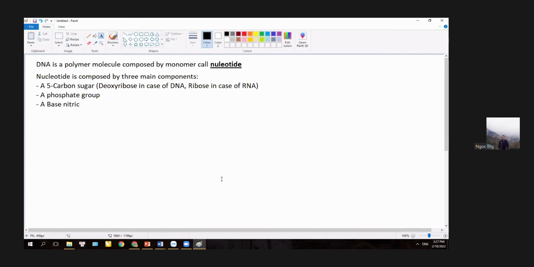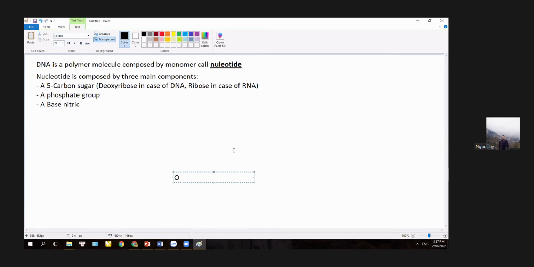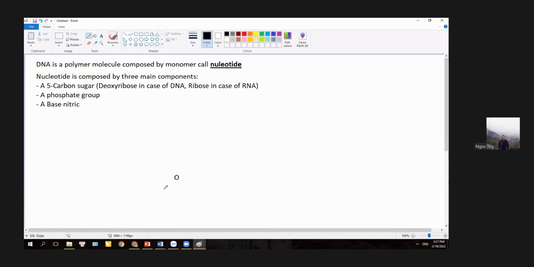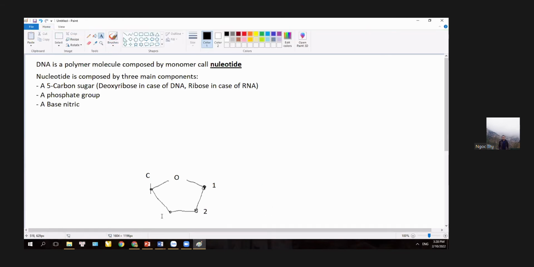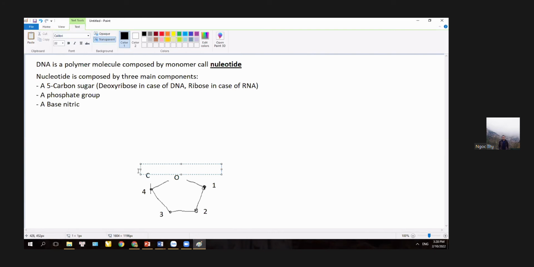Okay. So this is the structure of a nucleotide. First we have an oxygen, and we have a five-carbon sugar here. The carbon number one is the carbon right next to the oxygen. Carbon number two is next to it, then carbon numbers 3, 4, and 5. Okay, the five-carbon sugar.